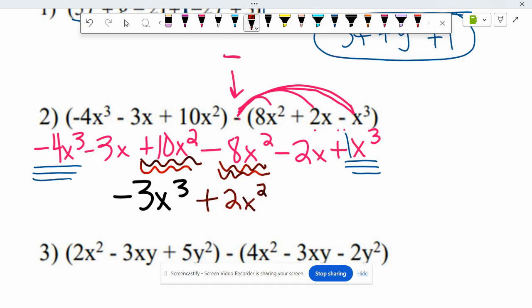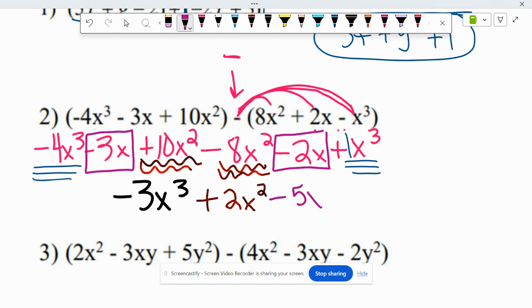I noticed yesterday sometimes you guys were just kind of smushing the signs, like you were forgetting the signs. Remember, this is a polynomial. The terms are joined by addition or subtraction. So if it's positive, you have to put a plus in front of it. Our last one are the x terms. I have a negative 3x and a negative 2x. If the signs are the same, I add them together and keep the sign. This becomes what?